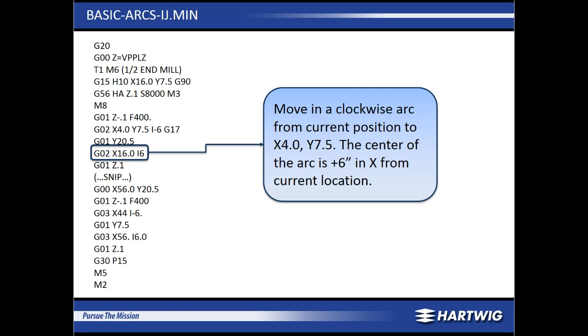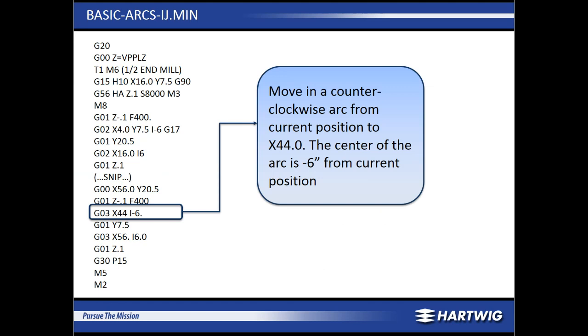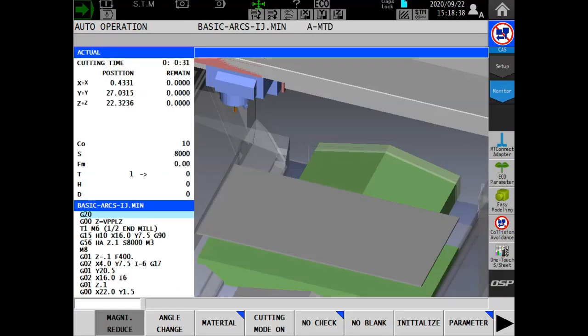And here, again, we're moving in a clockwise arc from our current position to an X of 4 and a Y of 7.5. The center of the arc in this case is a positive 6 inches from our current location in x. And then on the G3 side, it works the same way. Whenever the center of our circle is in a negative direction from our start point, we're going to use a negative 6 to describe our I. And it was the same thing for the very last edge there.